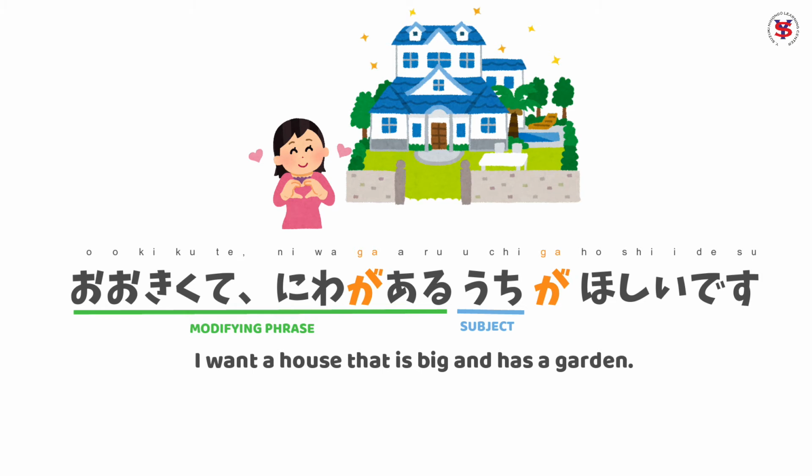Okikute niwa ga aru uchi ga hoshii desu. Alright, so that's how we use phrases or sentences to describe nouns.